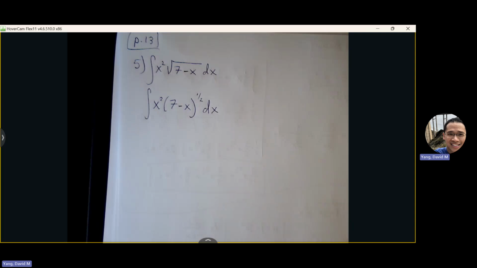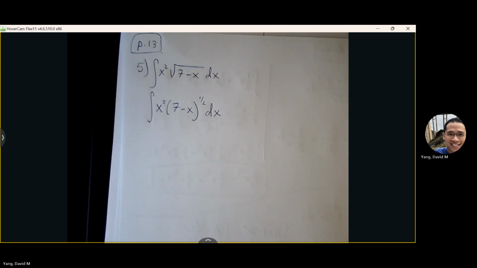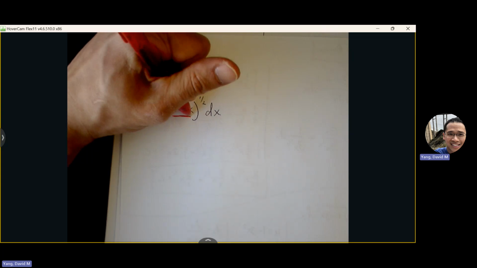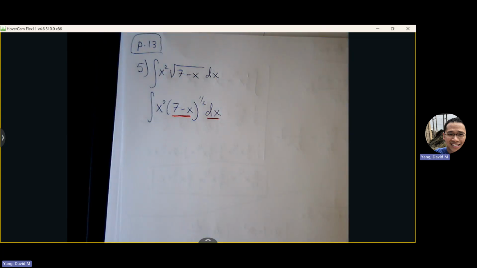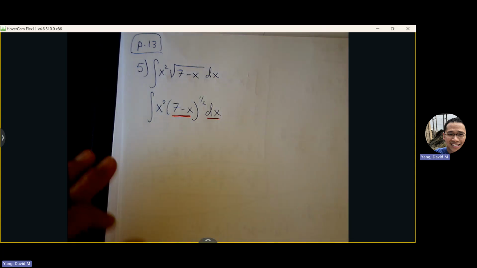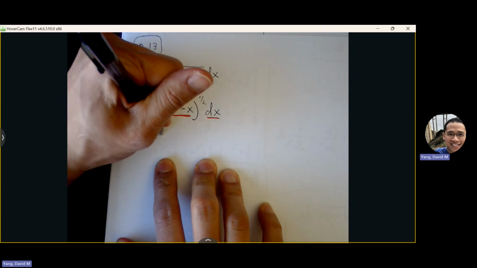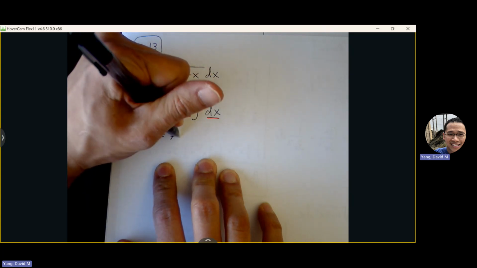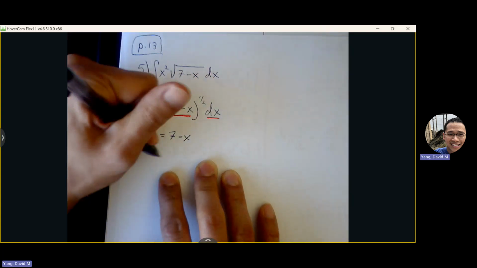Okay, what's our u value? 7 minus x. But we see some issues ahead, right? We know that the x squared is not going to cancel out. We're still going down the right path. It's just that we have some additional work ahead of us. We know we have to go through that additional change of variable to eventually get that x to go away.